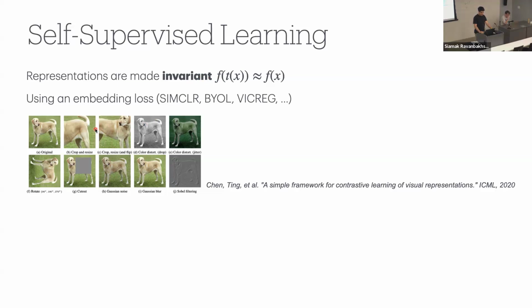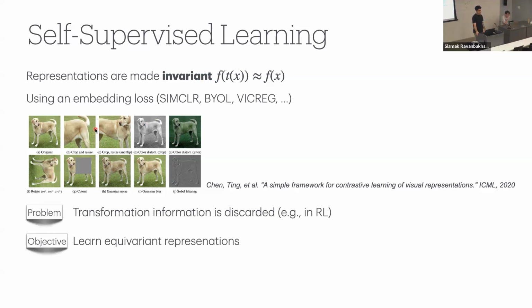But this is actually not good because it's discarding information about the transformation. The representation is invariant to these transformations. Ideally, we want representations that are equivariant to these transformations. Our main driving application is in reinforcement learning, where you can think of the action of the agent as creating transformations of the data, and you want the representation that you create to be informed about these transformations.